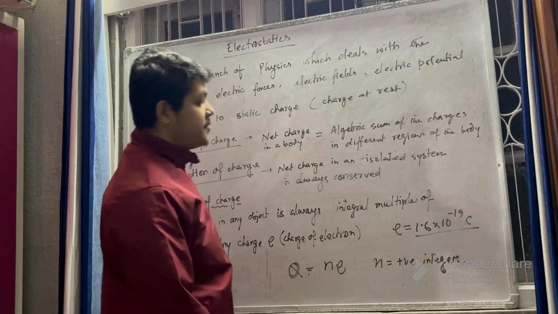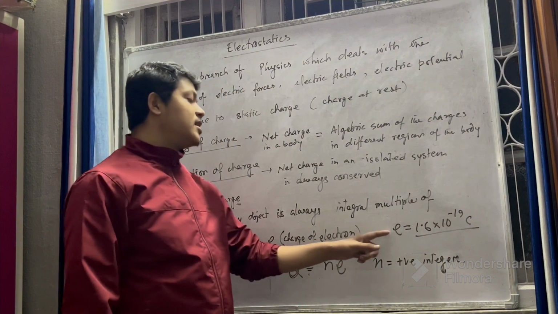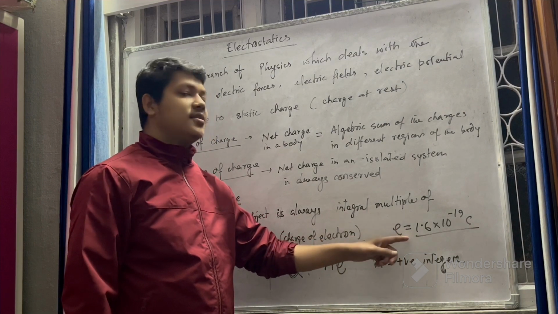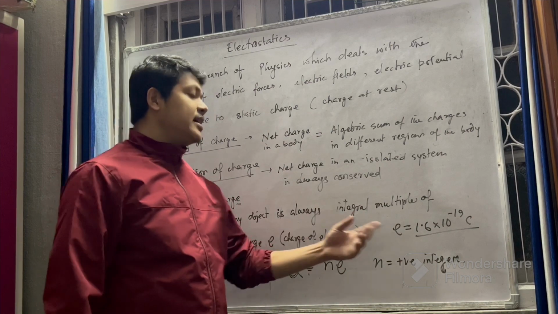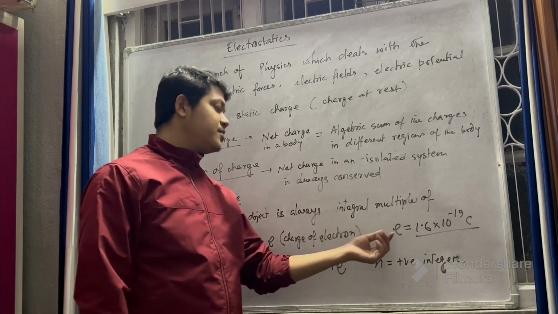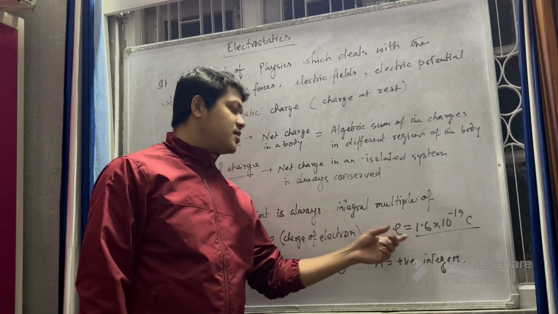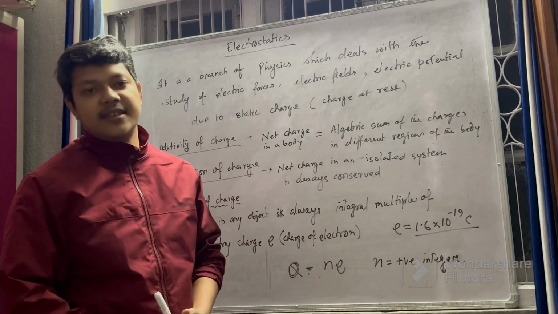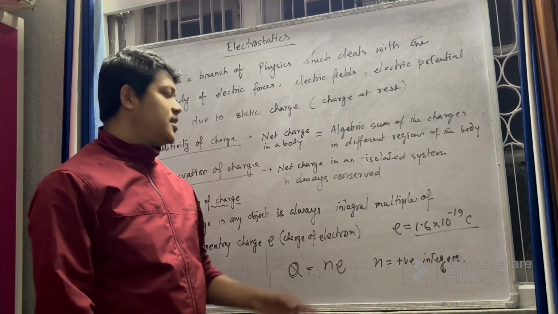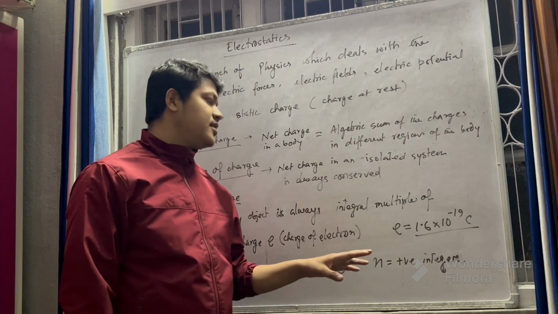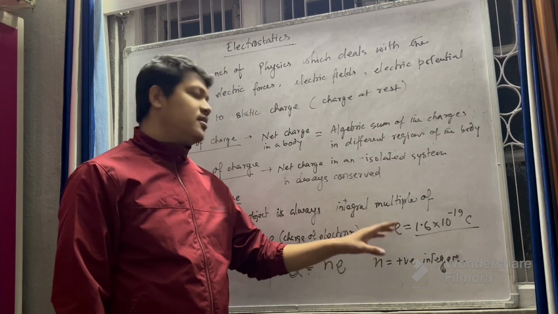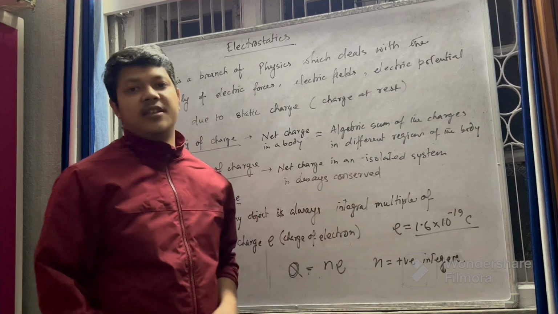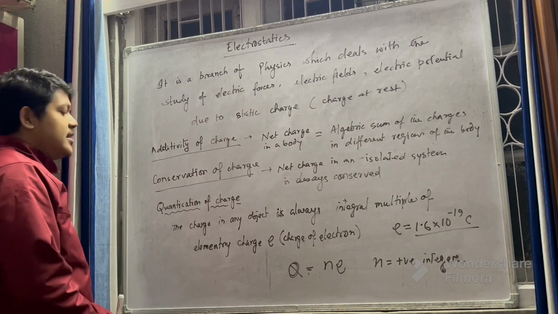This is the smallest charge which can independently exist. Though we have charges smaller than this, they do not exist independently. This is the smallest charge that can exist independently, which is why it is called the elementary charge. So these things are clear to you.